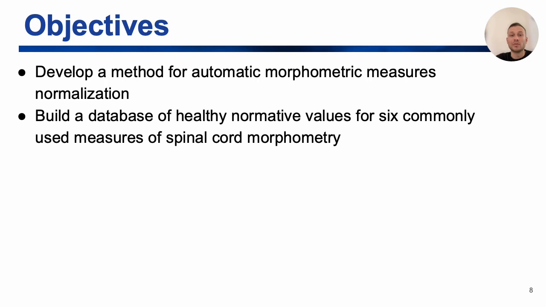Our objectives were as follows: develop a method for automatic spinal cord morphometric measures normalizations, and build a database of healthy normative values for 6 commonly used measures of spinal cord morphometry.